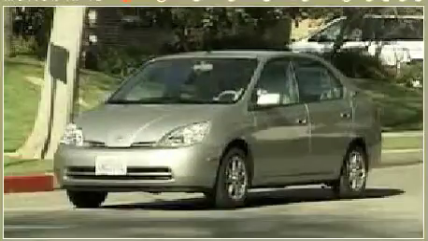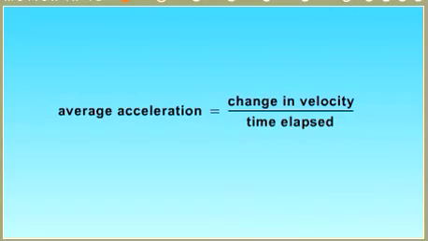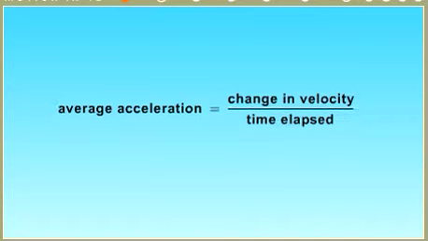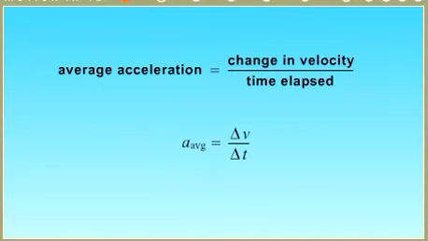Slow down, your velocity changes in time. This is called acceleration. The average acceleration is defined as the change in velocity divided by the time interval. Notice that acceleration is a vector quantity with units of length divided by time squared.